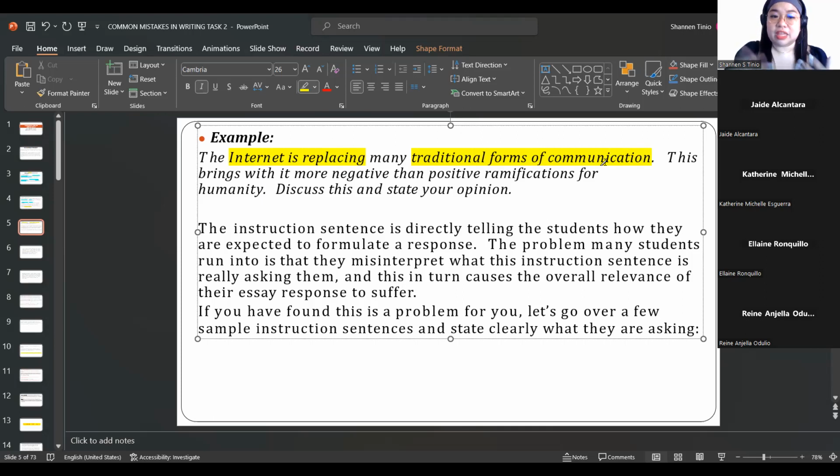So, the internet can replace face-to-face classes through the use of virtual classes, such as this, what we're doing right now, Zoom. Pero iba pa rin talaga pag face-to-face, no? Anong letter? Ednel Canlas. Okay, you're giving me some examples.